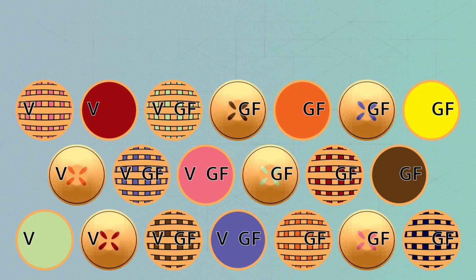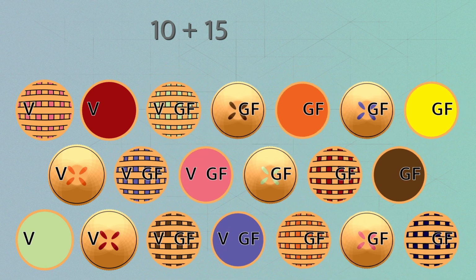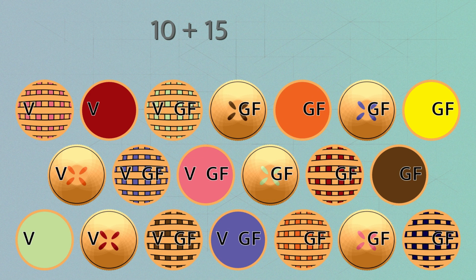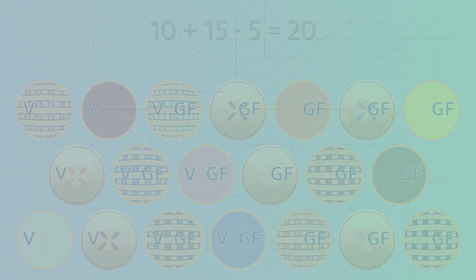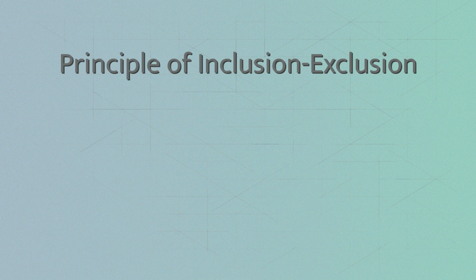What went wrong? When we counted all 10 of the vegan pies, and then we added the 15 gluten-free pies, notice, we actually counted these 5 pies twice, since they're both vegan and gluten-free. In order to get a correct count, we need to subtract one of those times that we counted them. The principle of inclusion-exclusion is what tells us we need to subtract here so that we don't count our pies twice. And it's easy to remember since it's just P-I-E, pie.